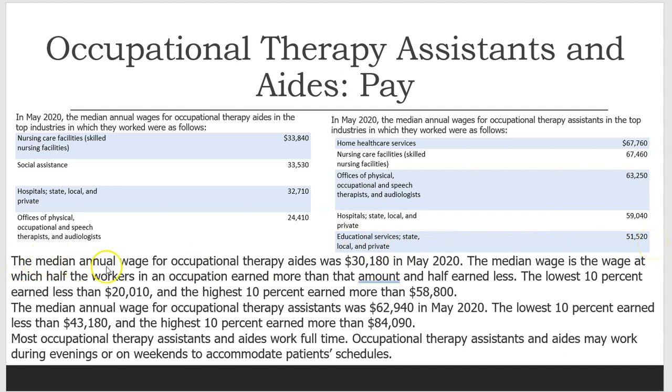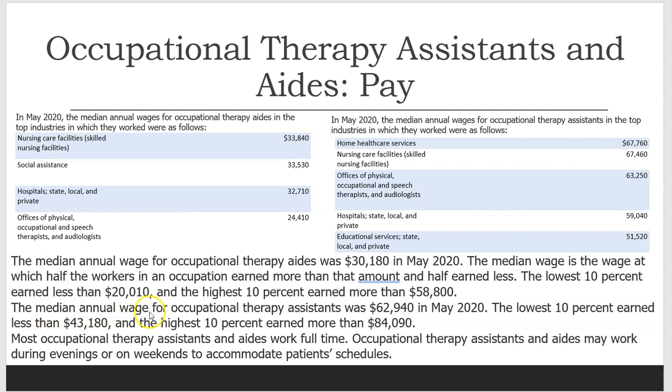The median annual wage for occupational therapy aides was $30,180 in May 2020. The median wage is a wage at which half the workers in an occupation earned more than that amount and half earned less. The lowest 10% earned less than $20,010 and the highest 10% earned more than $58,800.